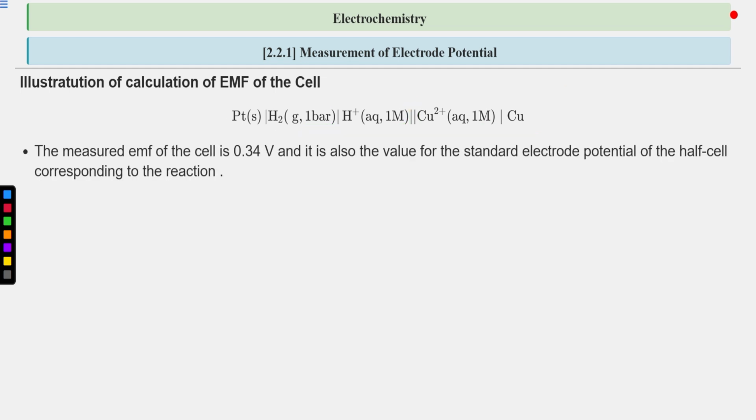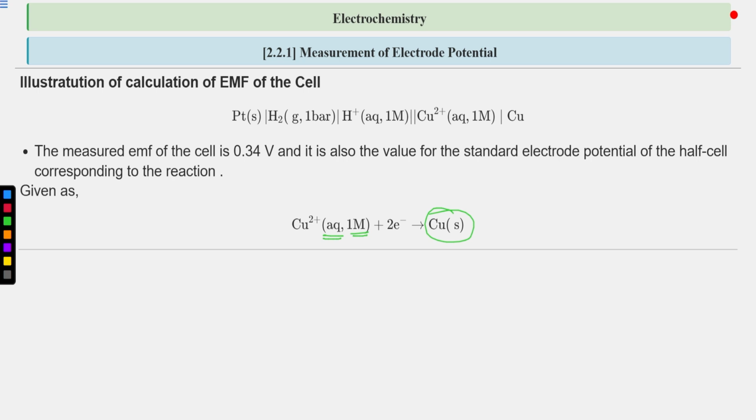Now, the measured EMF of this cell is 0.34 volt. For this cell, the measured EMF is 0.34 volt, and it is also the value for the standard electrode potential of the half cell corresponding to the reaction Cu2+ in the aqueous state at 1 molar concentration plus 2 electrons, giving us copper in the solid state.